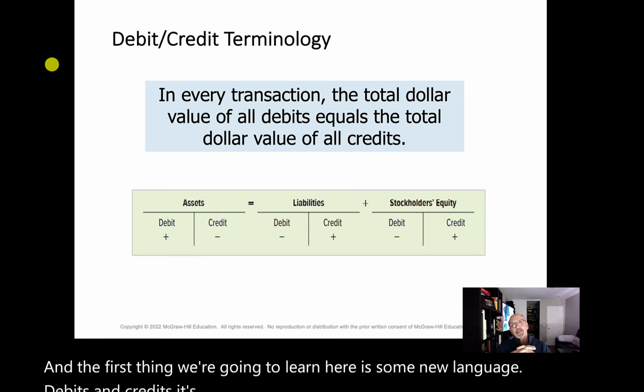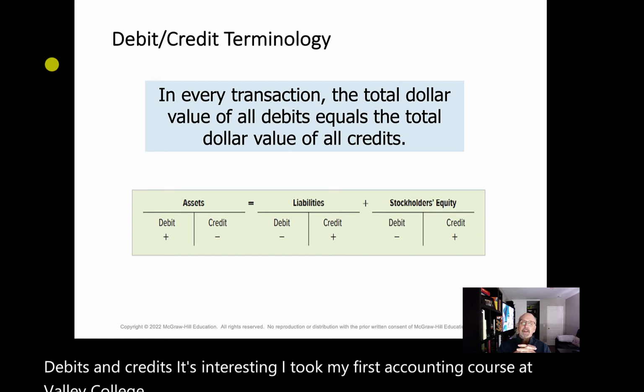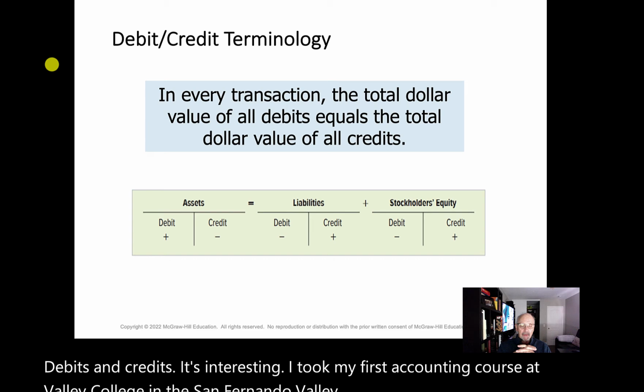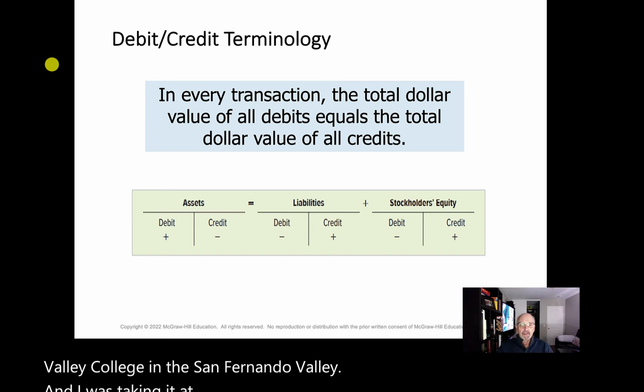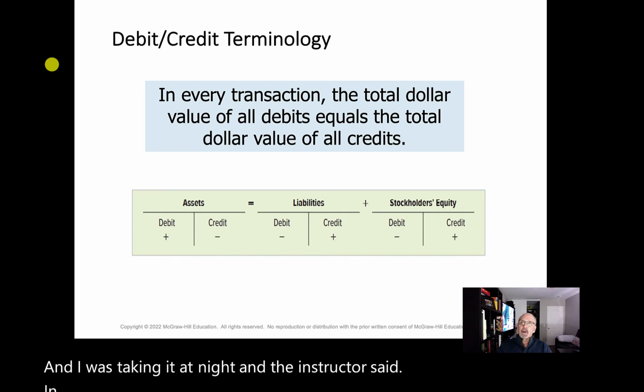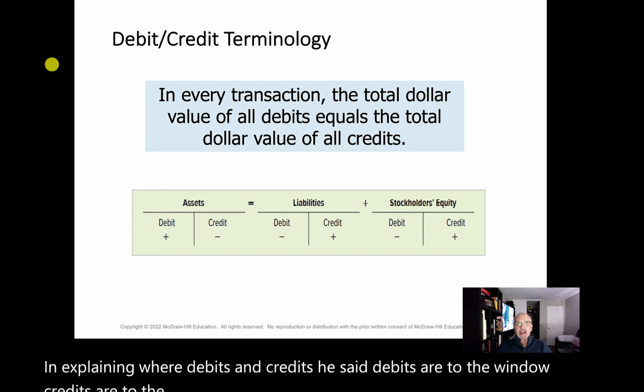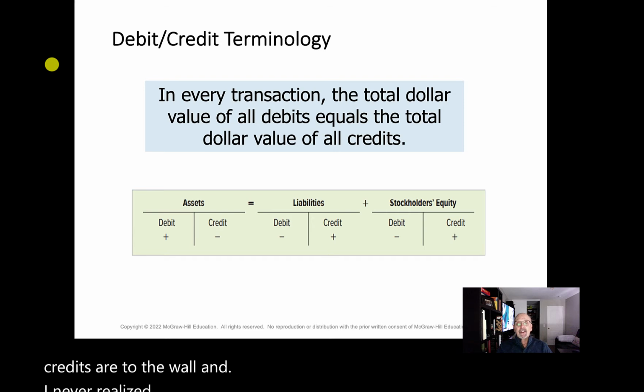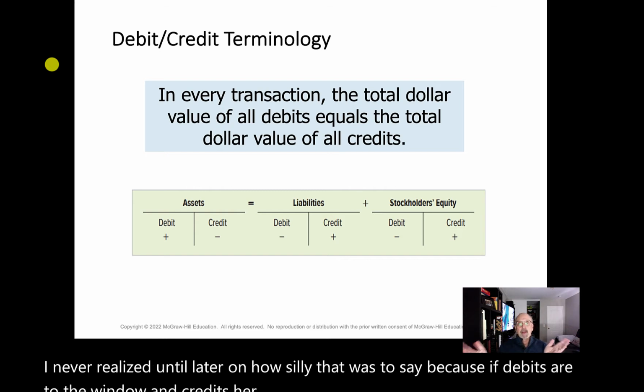It's interesting. I took my first accounting course at Valley College in the San Fernando Valley. And I was taking it at night. And the instructor said, in explaining debits and credits, he said, debits are to the window, credits are to the wall. And I never realized until later on how silly that was to say. Because if debits are to the window and credits are to the wall, what happens when I'm in a room that's in the reverse?